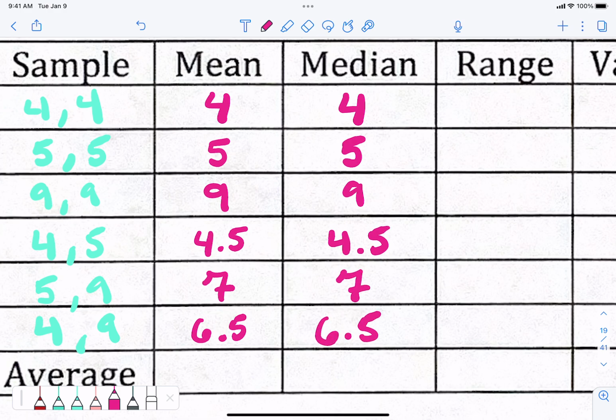Okay, the range. What's range mean? Small to big, okay? 0 is the range if I do 4 and 4. What's the range of 5 and 5? 0. Range of 9 and 9? 0. Range of 4 and 5? 1. Range of 5 and 9? 4, and range of 4 and 9 is 5.